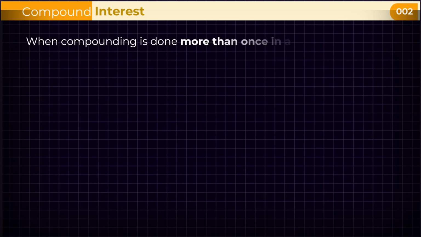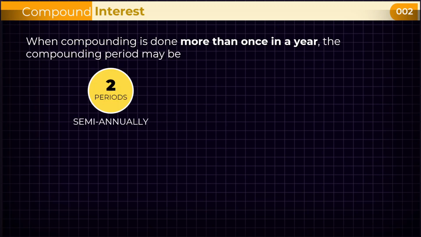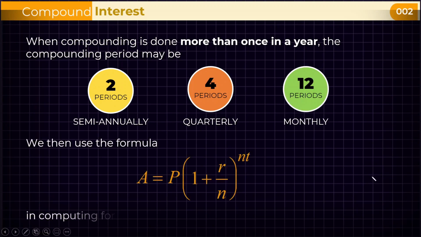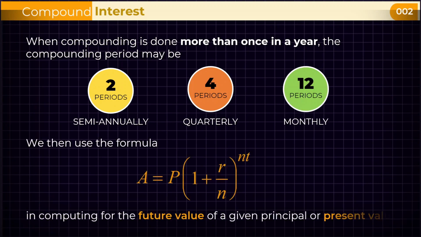When compounding is done more than once a year, the compounding period may be semi-annually, quarterly, or monthly. We then use the formula A equals P the quantity 1 plus R over N to the power of NT in computing the future value of a given principal or present value.